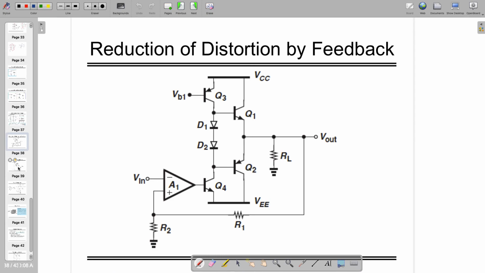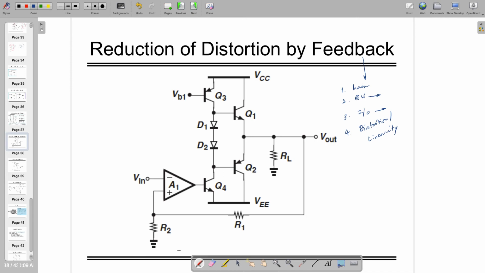Okay, moving further, you can reduce the distortion by feedback. So we know the most important characteristics of feedback: it desensitizes the gain, bandwidth is extended by loop gain, input and output impedances are improved by loop gain, and it gives a linearity improvement, right? So we knew all these things.